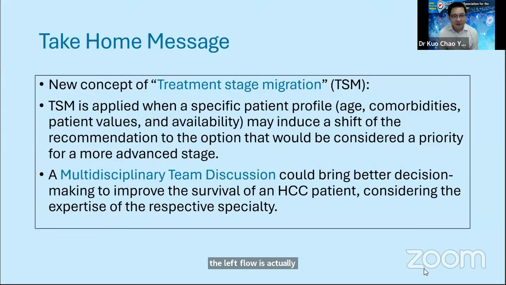So my take-home message here is that there's a new concept of treatment stage migration. This treatment stage migration has to take into account a specific patient's profile, like their age, their comorbidities, and, as Prof. George already told us, the patient's values and the availability of the service that you have. So all this will induce a shift in the recommendation to the option that could be considered priority for moving to a more advanced disease stage. And a multidisciplinary team discussion is extremely important. It could bring better decision-making to improve the survival of HCC patients.